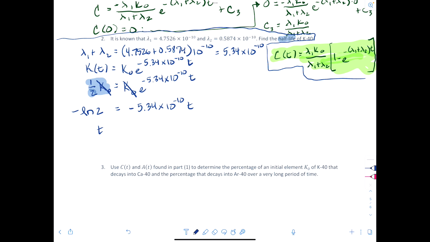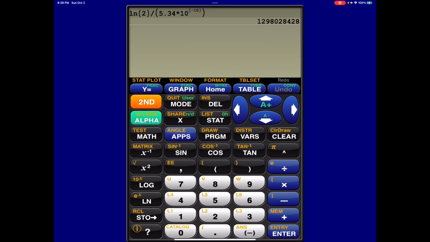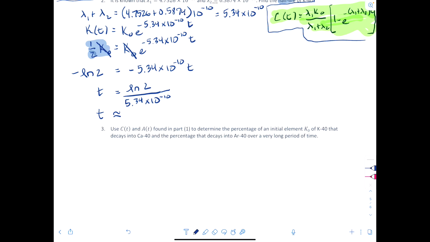So t is equal to, the negatives will go away, and we will have natural log of 2 divided by 5.34 times 10 to the negative 10. So this ends up being approximately, let's see, 1, 2, 3. Cool? And that, of course, would be in years.